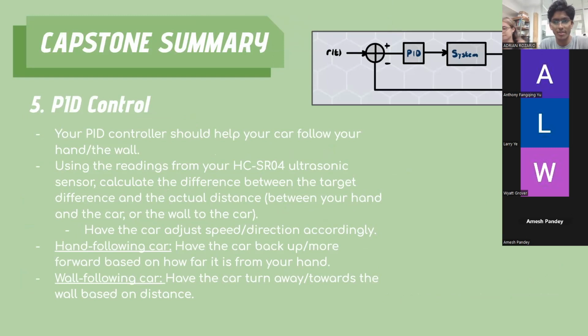Going on to the PID controller project, we can talk about this in greater detail now that you know how your sensor works. The basic idea is that the pulseIn function tells you how much time has elapsed between when you send out the pulse and when you receive it. You can use that to calculate the distance between your hand and the car, or the car and the target.